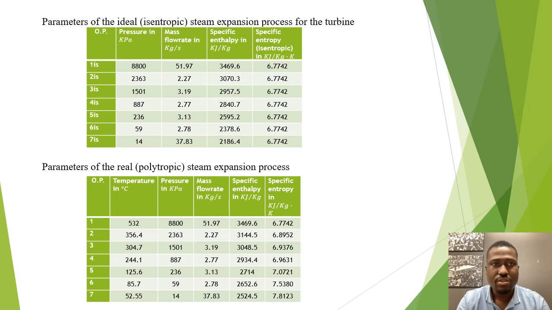So after making use of this, we come up with our table. The result of our analysis gives us table 1, which is the parameters of the ideal steam expansion process and the parameters of the actual expansion process. So from our tables, we're able to come up with our specific enthalpies and specific entropies at the temperatures and pressures.